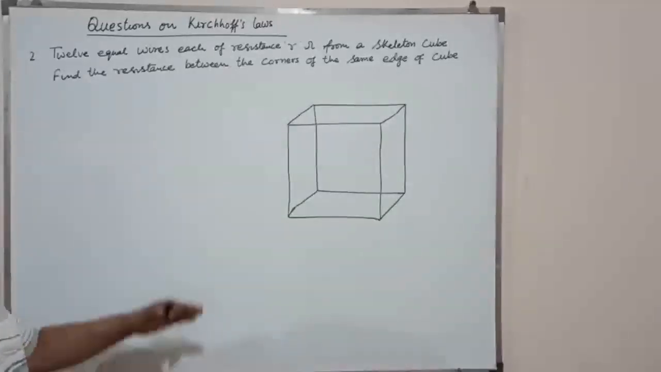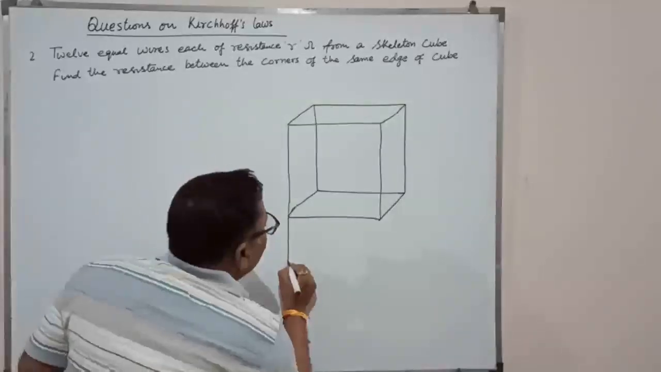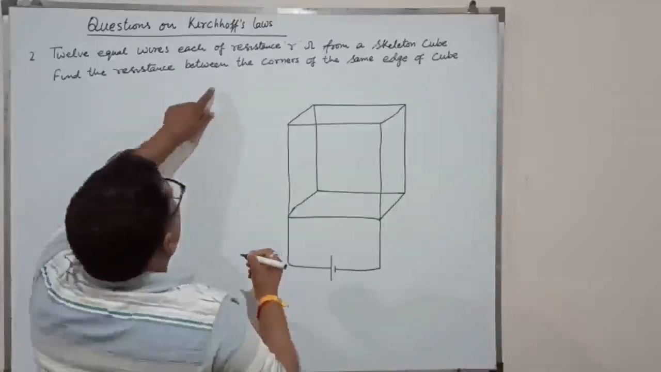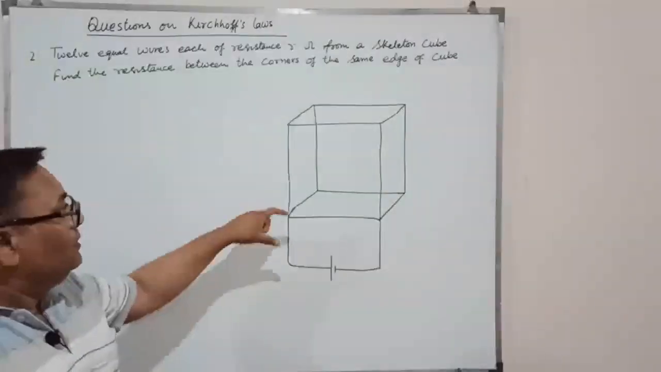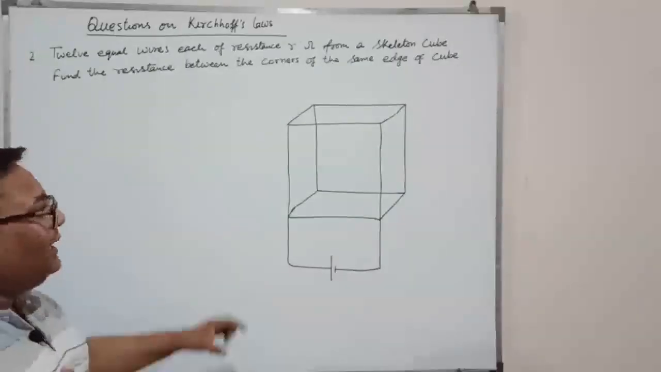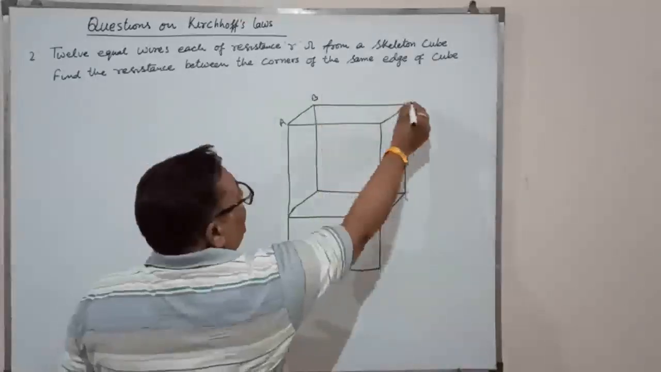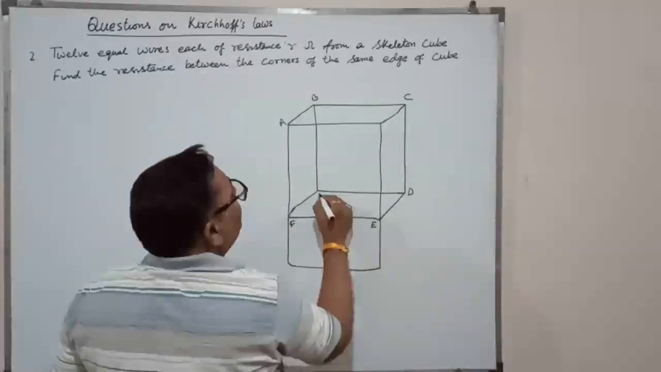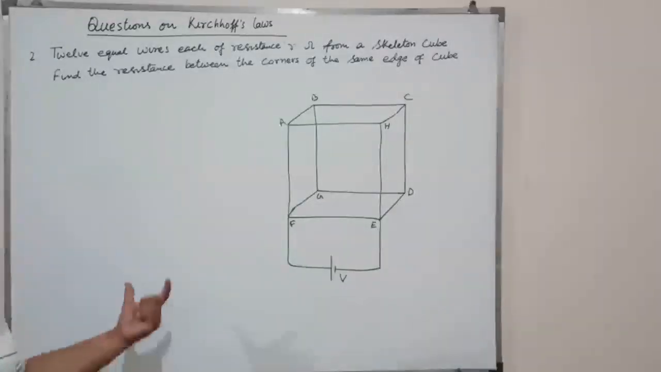This is the cube. Resistance of each side is R, and the battery is connected in this way, between the corners of the same edge. Then the rule of potential change applies. Therefore, the current distribution is not as in the previous problem. Here, this is A, B, C, D, E, F, G and H. This is battery V.